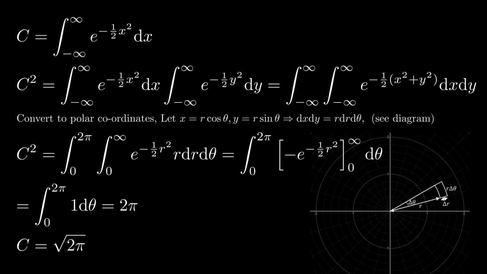Hopefully this video has given you a better understanding as to where the normal distribution originally came from. It shows up in many more general situations because of something called the central limit theorem, which I may look at in future videos.